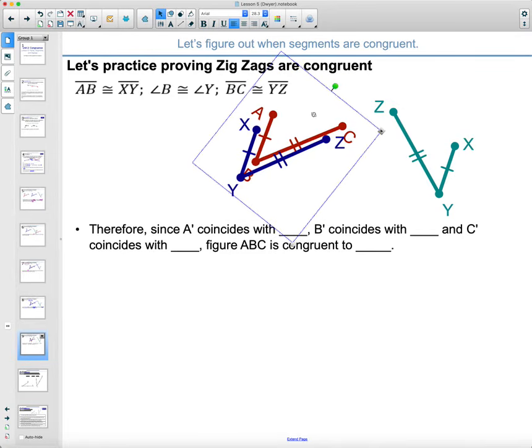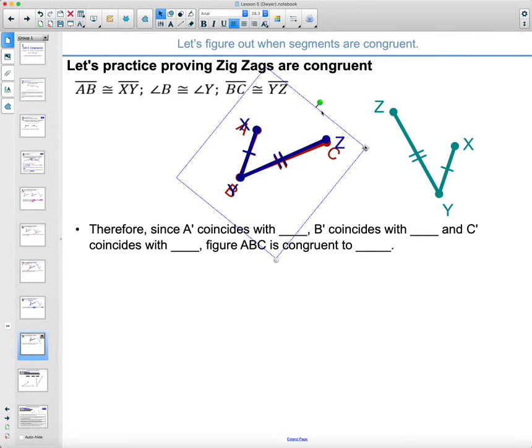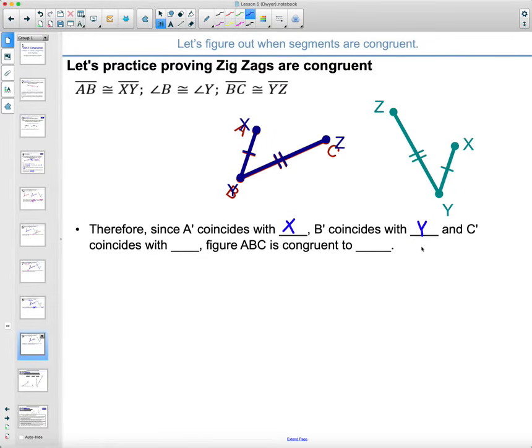So now we know, since I figured out that I can move A to X and B to Y, I've proven that A and B coincide. So A prime coincides with X, B prime coincides with Y, and C prime coincides with Z. That means figure ABC is congruent to figure XYZ.